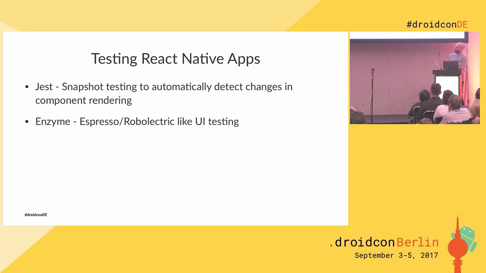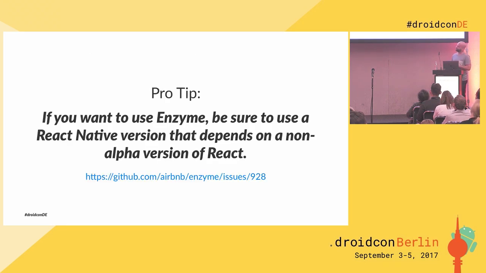Then another Airbnb library, this one's called Enzyme. To me, it's very much like Espresso or Robolectric in that it mocks out the rendering, and you can do the same stuff you would with Espresso, clicking things, asserting things, and so on. And in the process of working with those, I came across something very important.